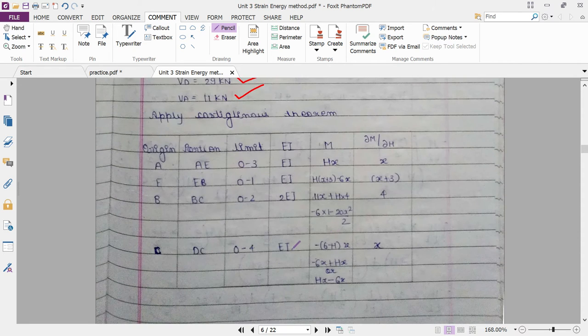So the important thing is, whatever the origin we have considered and whatever the portion we have considered, you must see very carefully where the origin is and which portion we have considered. Based on that only we have to calculate the moment. So here if you solve this, then you will get the answer as hx minus 6x. Therefore del M by del h is equal to 4x.